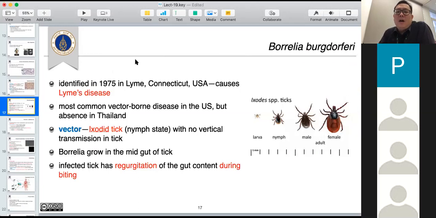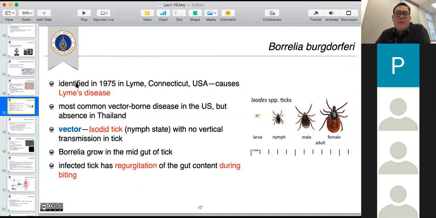So Borrelia burgdorferi, Borrelia is so rare in Thailand. So in the textbook, probably not talk about Borrelia much. But if you go to study further in microbiology in Europe or the US, you probably learn Borrelia burgdorferi quite a lot, because the disease is common in the US and Europe, okay?